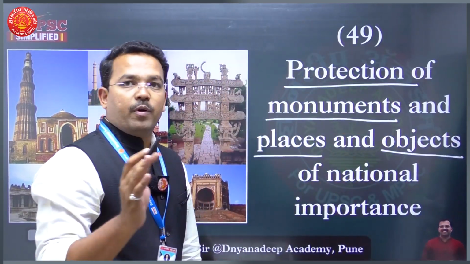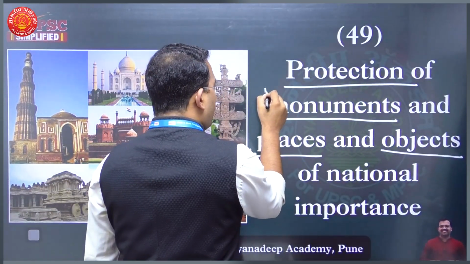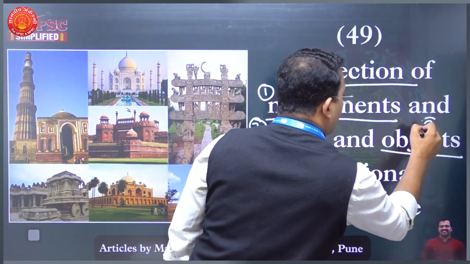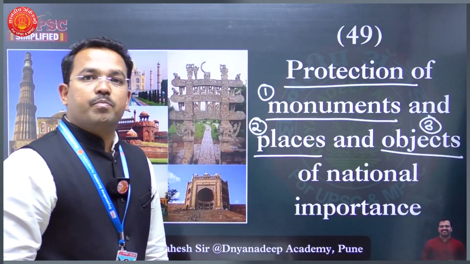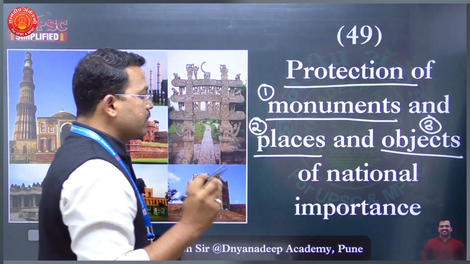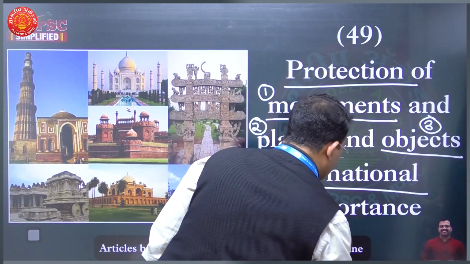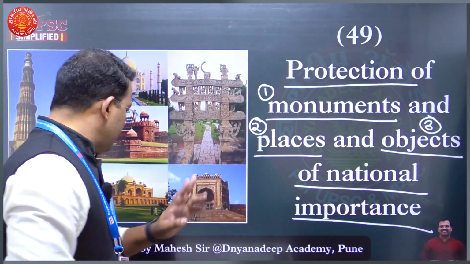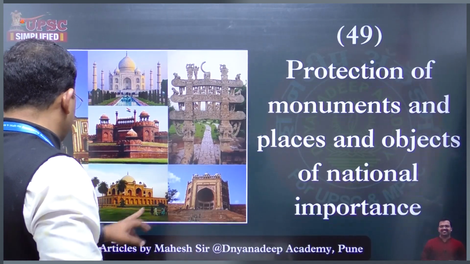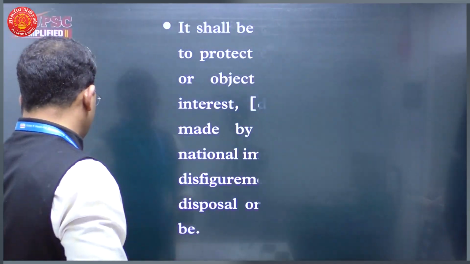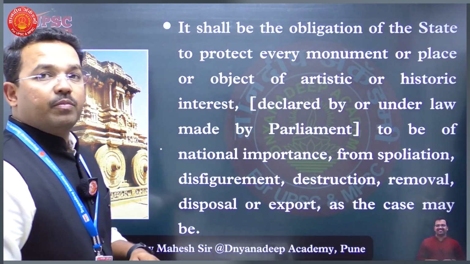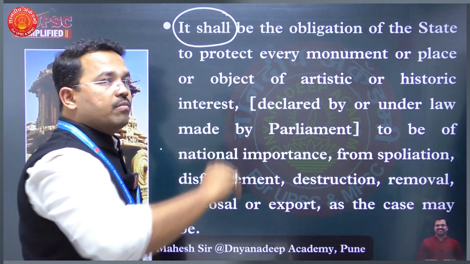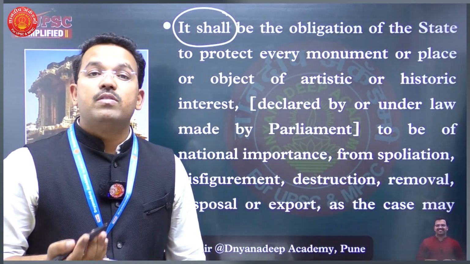So it talks about three important things. First, monuments, then places, and third, objects: protection of monuments, places, and objects which are of national importance, that is, which have national significance. A very interesting line is there. Normally, we have seen the word state being used, but here what is said? It is said, it shall be. When the words shall be come, it is an obligation, it is compulsory.